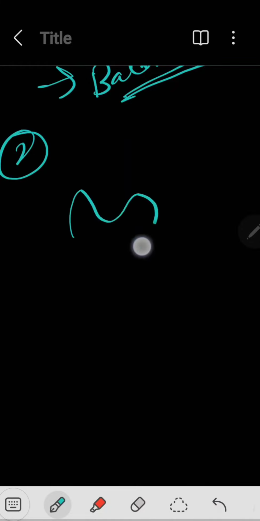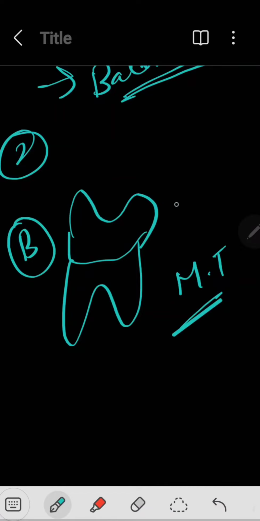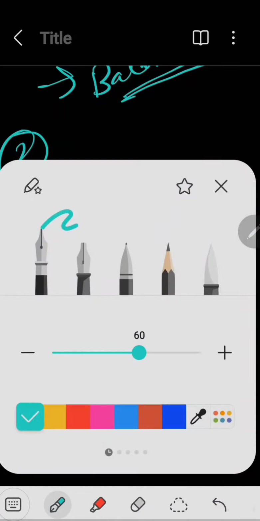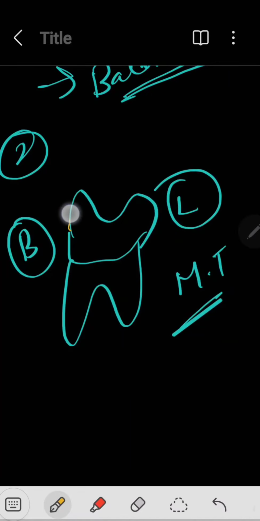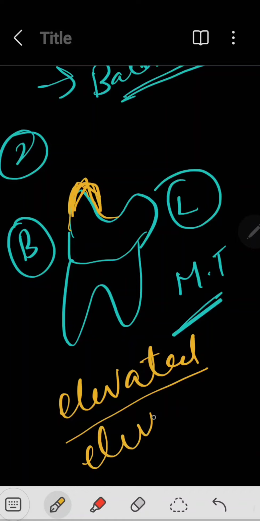Number 2, there is the elevation of the buccal cusp. So this is the mandibular teeth, as we all know, and this is the buccal side, this is the lingual side. There is always an elevation on the buccal side. The buccal side is usually elevated. There is elevation on the buccal side of the cusp. So how is it important?